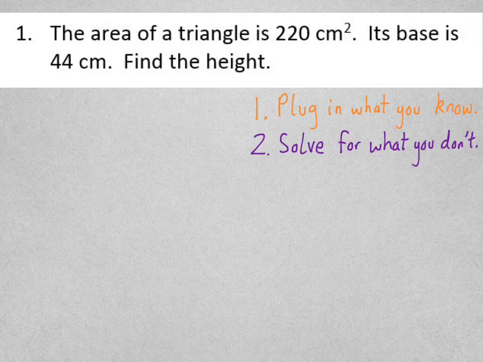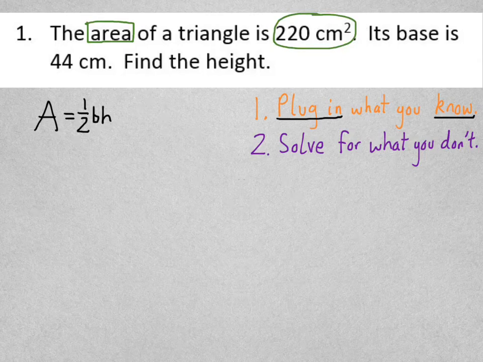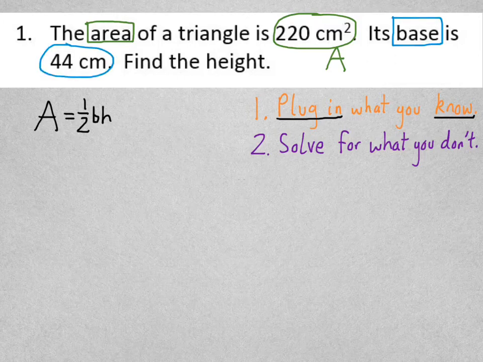So let's look at it. We're going to plug into something. What are we plugging into? Well, that would probably be the triangle area formula, because we're working with the area of a triangle. We're supposed to plug in what we know. What do we already know? We know that the area is 220 centimeters squared, so that's going to go in for A. Then its base is 44 centimeters, so that's going to go for B.